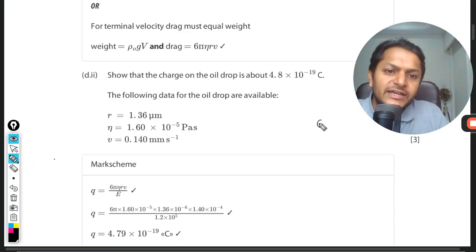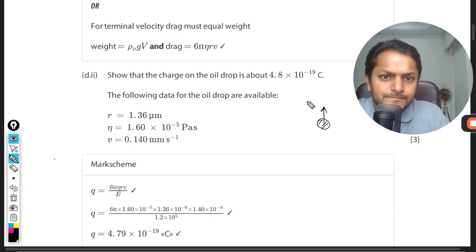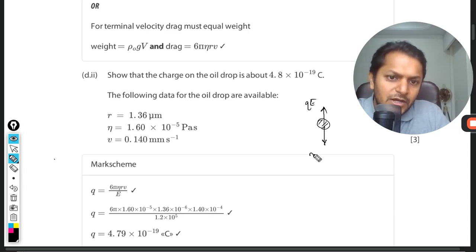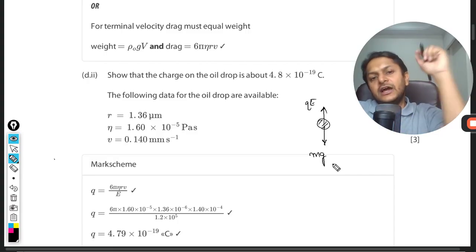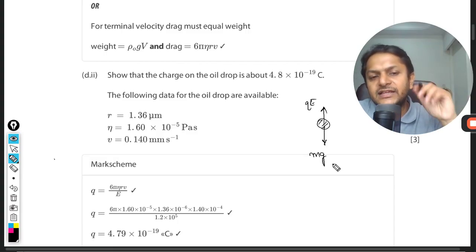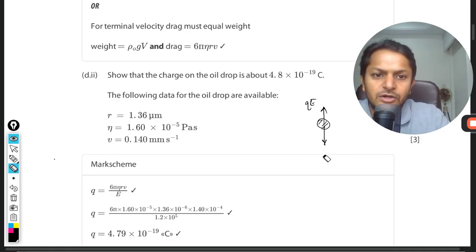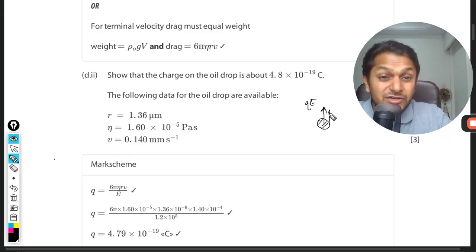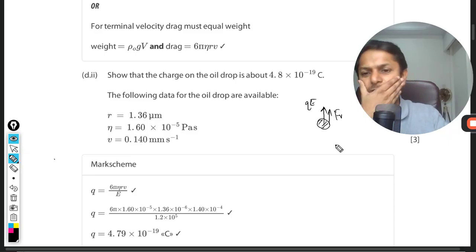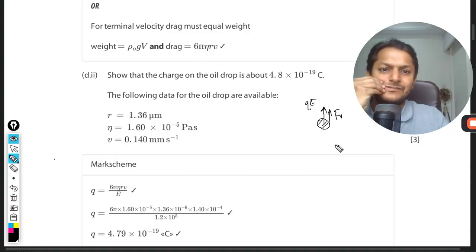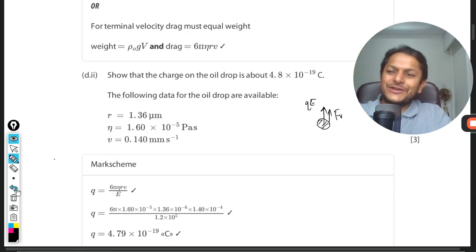Now, what they are doing is equating the upward force with the downward force. Now, the upward force is created in the electric field, and the downward force is created. Well, no, they're not equating the downward force. They are equating with the drag force. Okay, I understand that now.